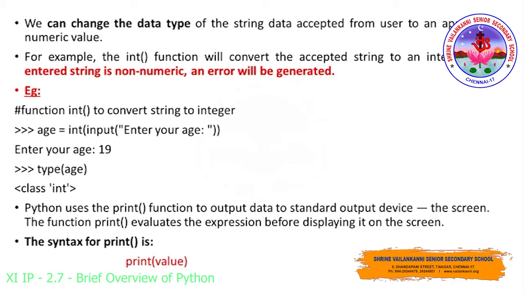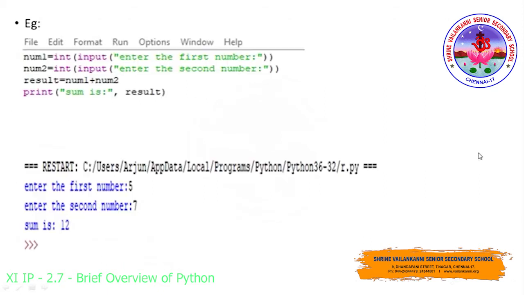In the print function, if you provide any numbers without quotes, like print of 5 plus 7, that will be evaluated and displayed. But if I provide those numbers or any characters or alphabets within quotes, that will be displayed as such, because whatever you enclose within quotes is considered a string. Now look at the syntax for the print function. This is how the syntax of the print function will look in all your programs: print of value.